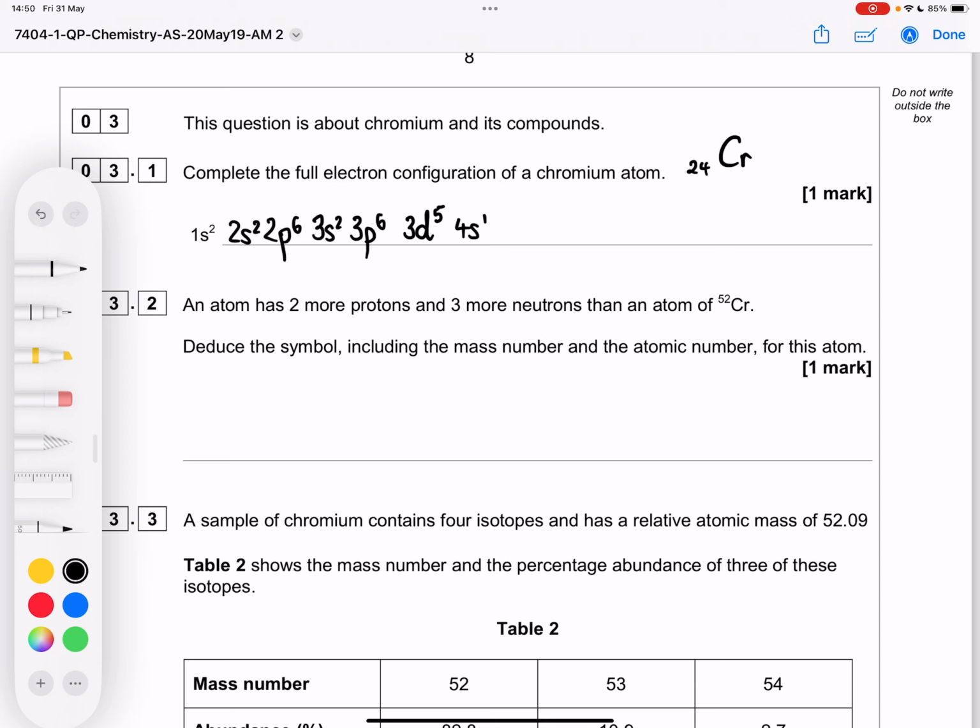An atom has 2 more protons and 3 more neutrons than chromium 52. So if we have a look at this, we'd have had 24 protons, and then 52 subtract 24 would be 28 neutrons. And this is an atom, so we're not worrying about charge on the electrons here. So if we're going to have 2 more protons, we're going to have 26 protons. And if we're going to have 3 more neutrons, we're going to have 31 neutrons, and add that to 26 to get the mass number. We're going to be at 57, and if we look up number 26 in the periodic table, we find out it's iron.